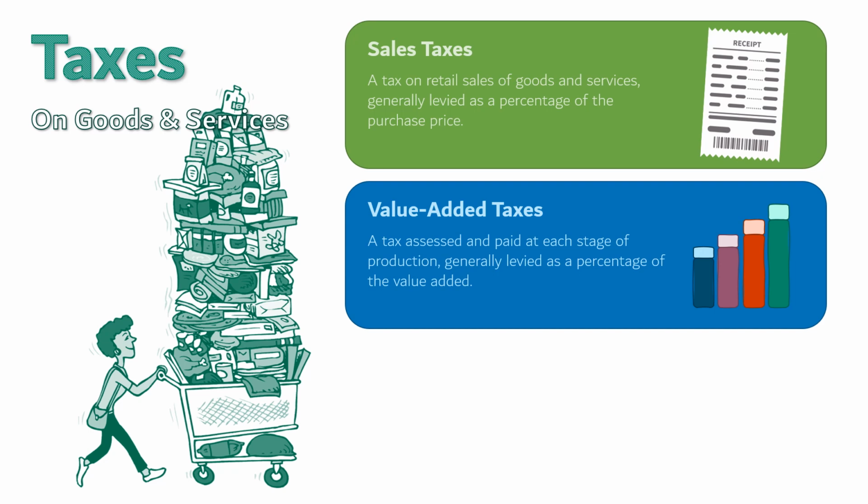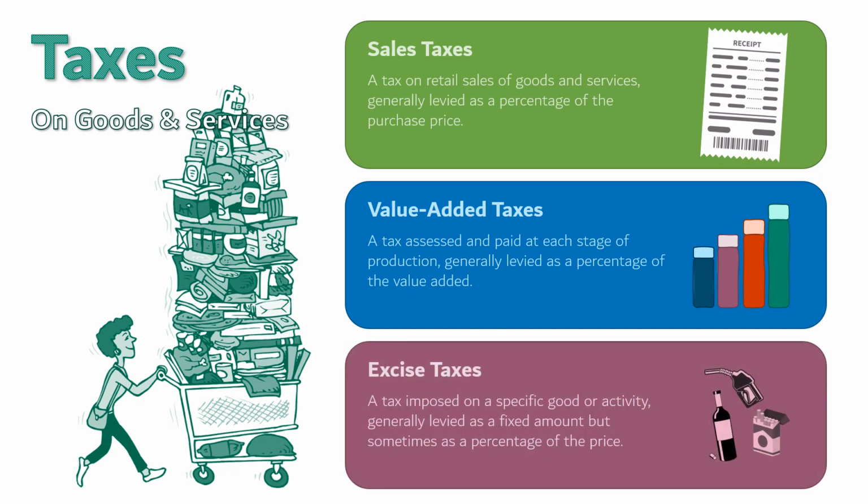With a value-added tax, the tax is paid when the farmer sells to the textile maker, and again when the textile maker sells to the clothing maker, and again when the clothing maker sells to the retail store, and again when the retail store sells it to you. As you might imagine, a value-added tax has a much broader base and raises more revenue for the government.